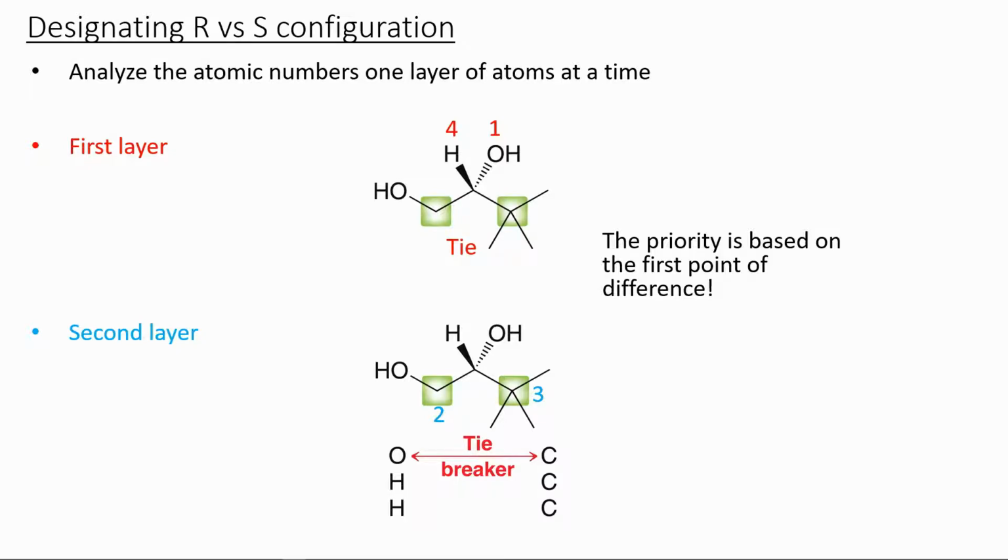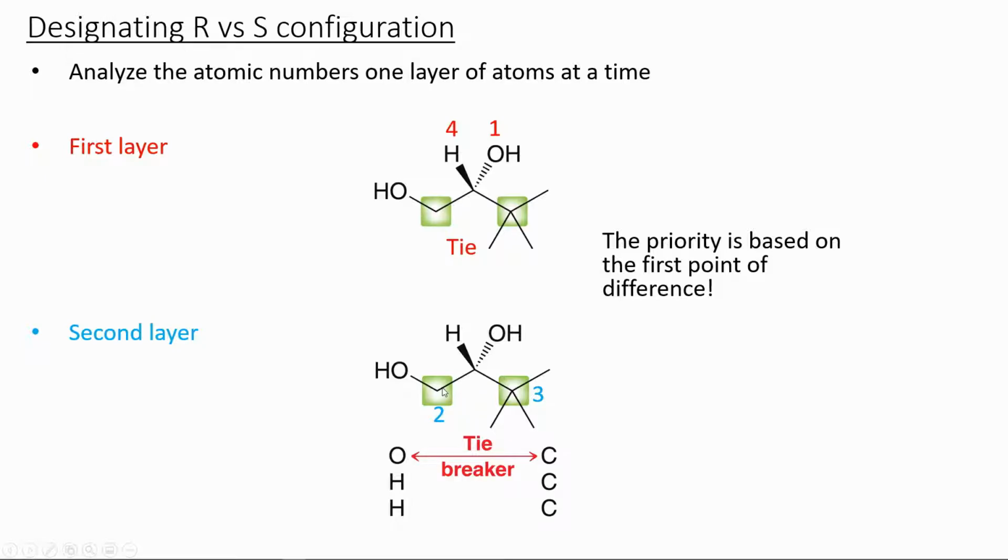And we can go through each layer as needed. So in the first layer, we designate a hydrogen at 4 as the lowest priority, oxygen at 1 as the highest priority. Then we go to the second layer, and we see they're both carbon, so we're going to have a tie. So then we have to decide what is attached to each of those carbons. On the right side here, we have 3 carbons attached, and on the left side we have oxygen and 2 hydrogens. Because we have an oxygen attached and it's the highest atomic number, that's going to be our tiebreaker.